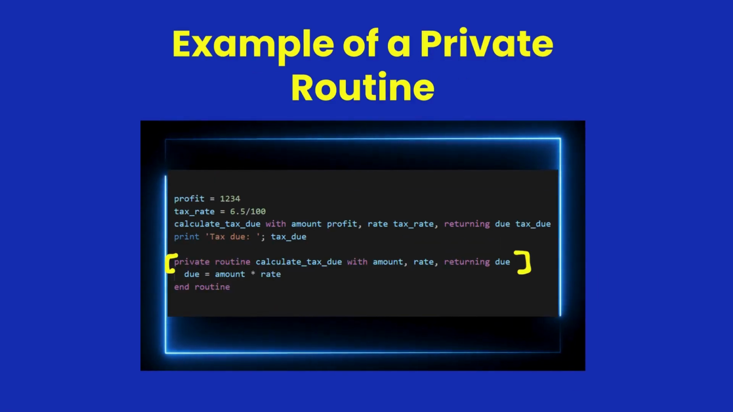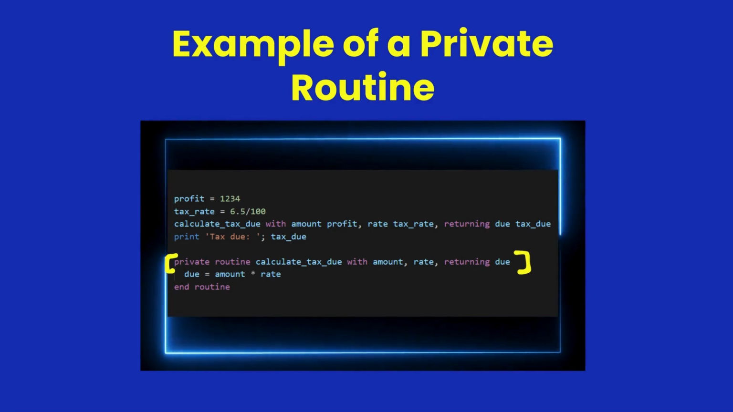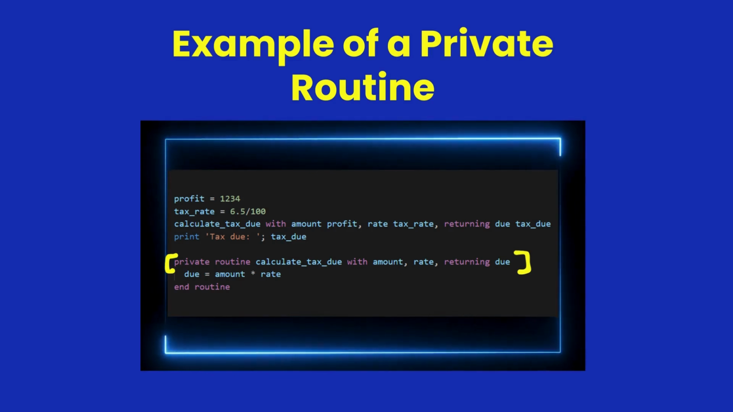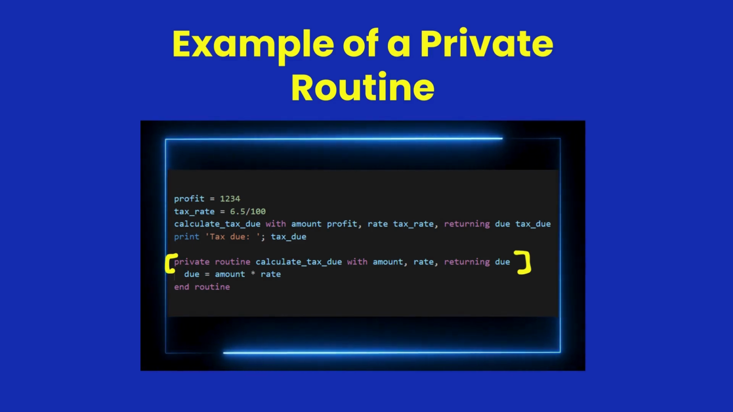Here's an example of a private routine that calculates tax due. The routine takes an amount and a tax rate as input parameters and returns the tax due. Using named parameters makes the code more intuitive and easier to understand.